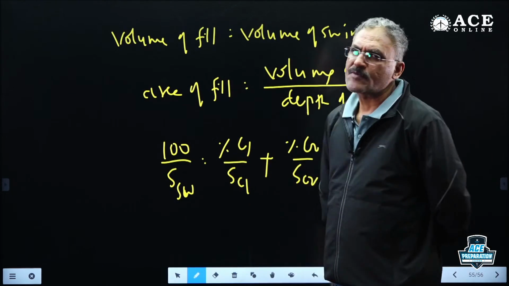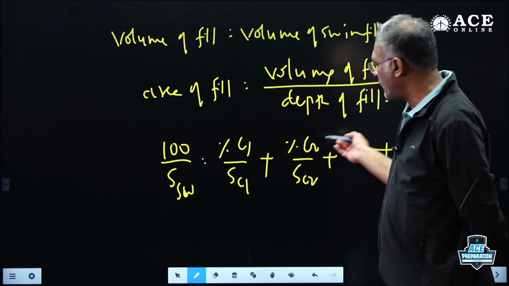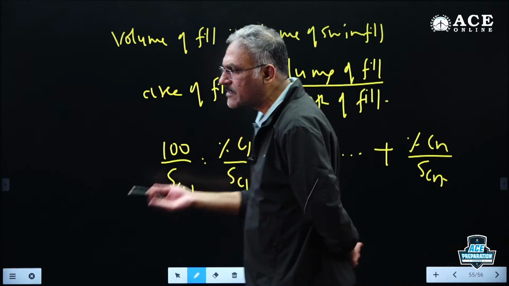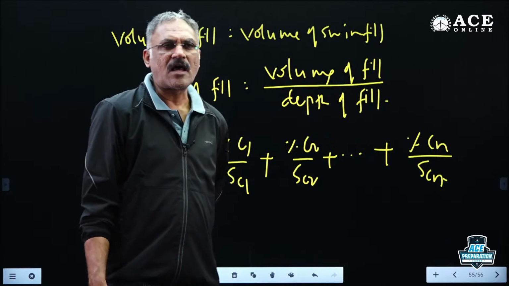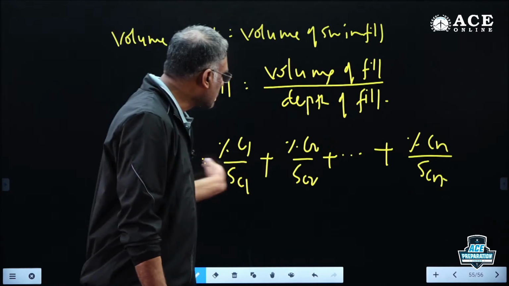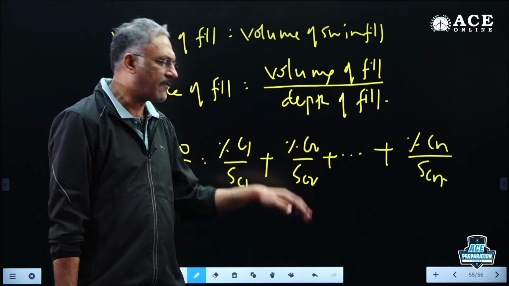So solid waste is a heterogeneous mixture of too many things. Paper would be there, cloth would be there, wooden pieces, metal pieces, plastic, food waste, leftover food, all of them put together is called solid waste. So all those individual specific gravities are known to you. Using them, you can find it.